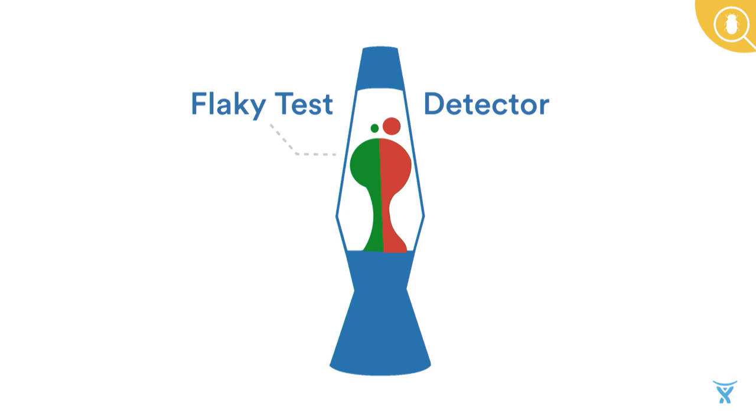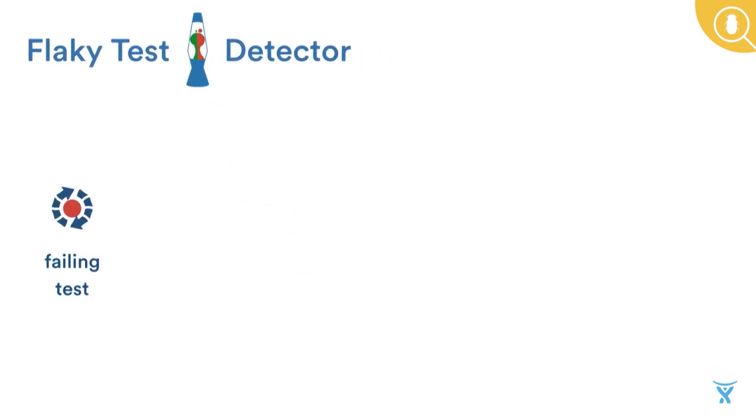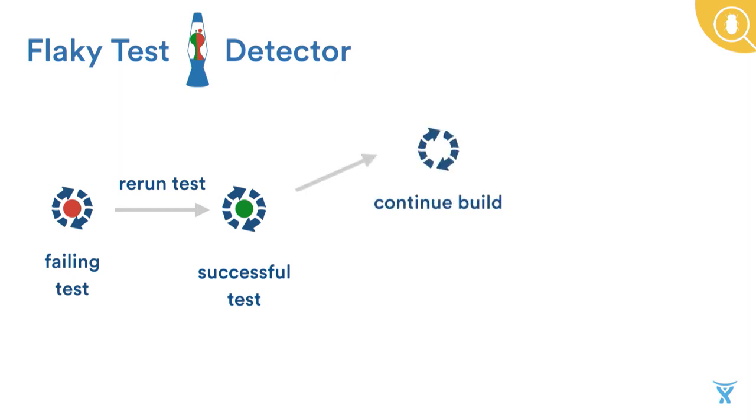So we wrote a flaky test detector that tells you this test is flaky. How does that work? It's pretty easy. If the build fails, or the test fails, we rerun the test. And if the test is green, we know, OK, we have just discovered a flaky test. So we continue the build, and we put the test in quarantine. So the test is not executed anymore the next time we run the build.